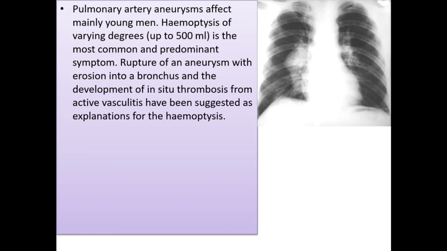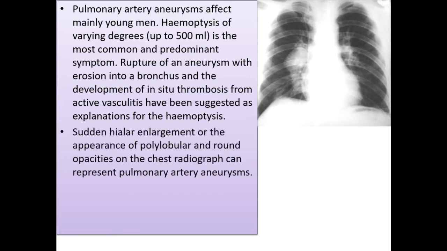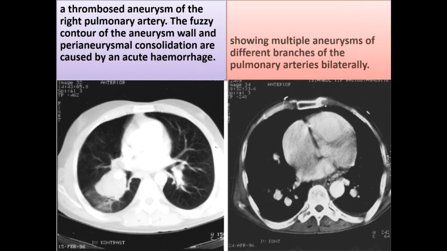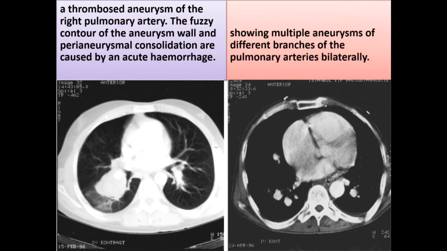Rupture of an aneurysm with erosion into a bronchus and the development of in situ thrombosis from active vasculitis have been suggested as explanations for the hemoptysis. Sudden hilar enlargement or the appearance of lobular and round opacities on the chest radiograph can represent pulmonary artery aneurysms. A thrombosed aneurysm of the right pulmonary artery. The fuzzy contour of the aneurysm wall and perianeurysmal consolidation are caused by an acute hemorrhage. Showing multiple aneurysms of different branches of the pulmonary arteries bilaterally.